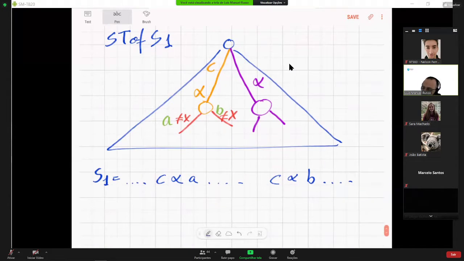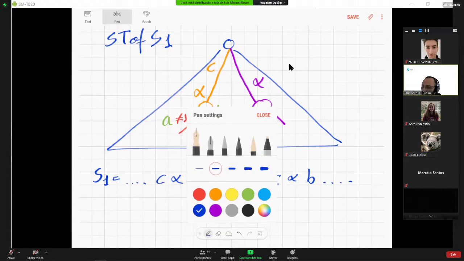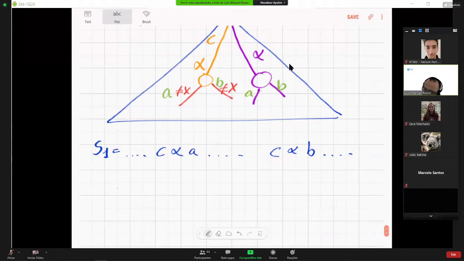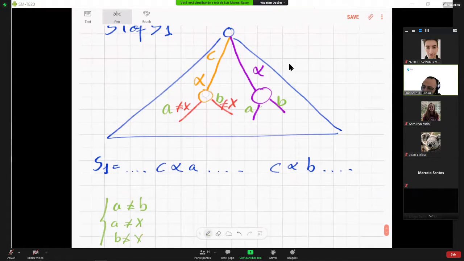So if I have this node over here, I need to have C alpha A and C alpha B. But if I have C alpha A and C alpha B, in particular I have alpha A and alpha B, and that means there's got to be a node over here. Our conditions are that A is different from B, A is different from X, and B is also different from X. So these are the 3 conditions we have here. It's our hypothesis, and that means that is also a node, right? Everybody got this logic?